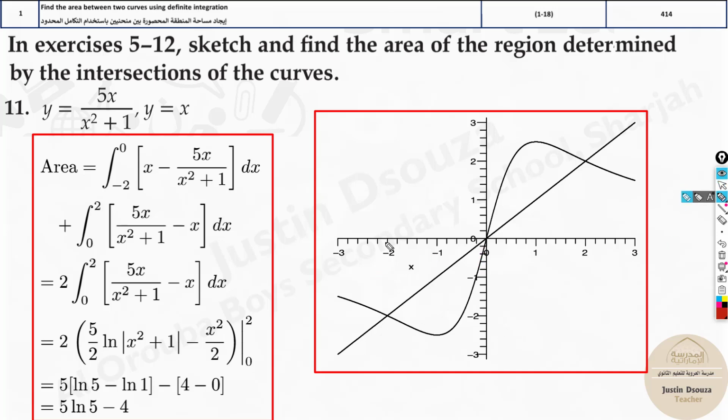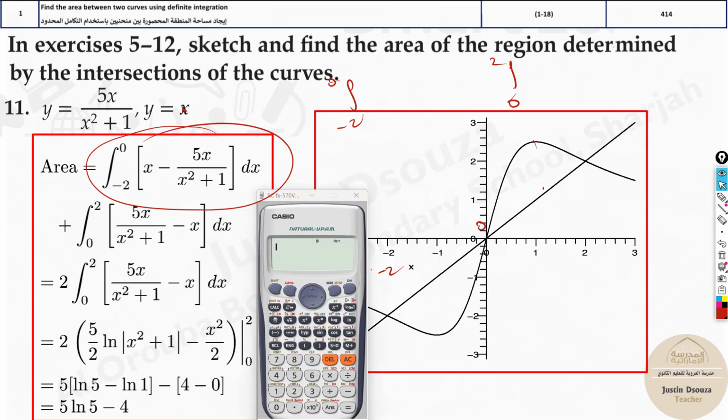So whenever you get such cases, over here -2 to 0 is one limit. So integral from -2 to 0, and again integral from 0 to 2. Now you might be worried about which is upper and which is lower. No, don't worry about that. It's just that you must do this individually. Okay, solve it individually. You don't need to bother about this. I'll show in the calculator how to do it.